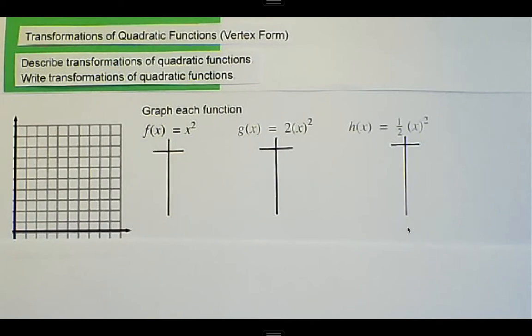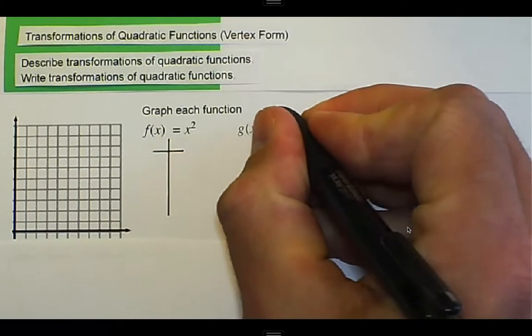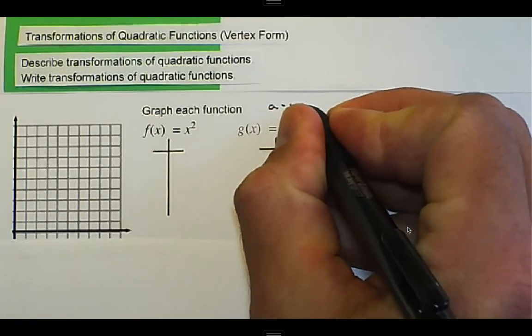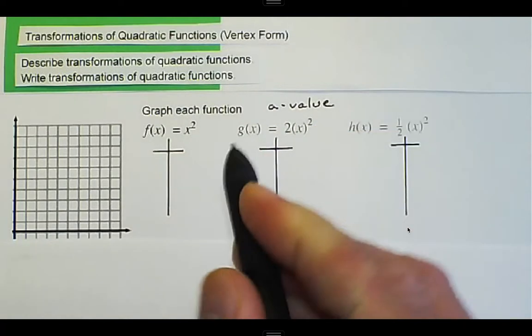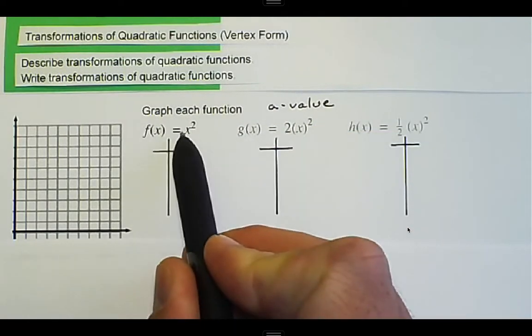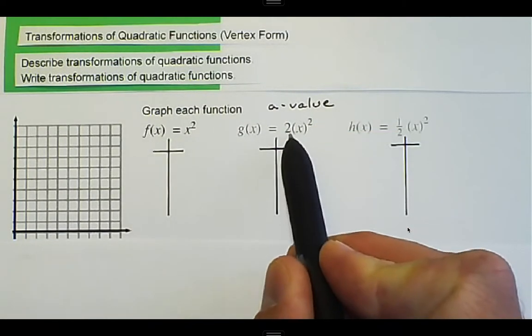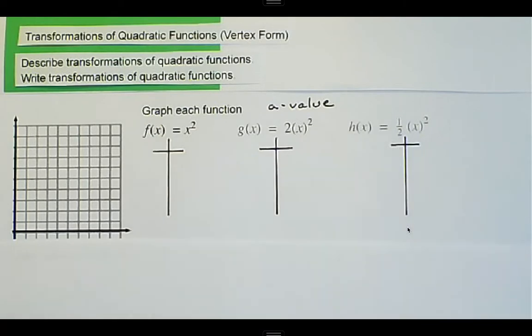We were talking about transformations of quadratic functions in vertex form, and we want to be able to describe transformations in quadratic functions and write transformations of quadratic functions. So here we want to examine just the scale factor, or we're really going to look at the a-value. So we're going to examine how an a-value of 1, an a-value of 2, and an a-value of 1/2 are a little bit different.